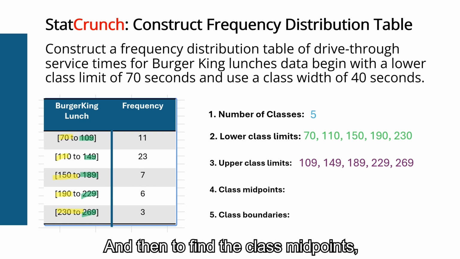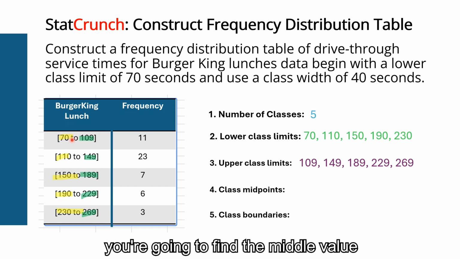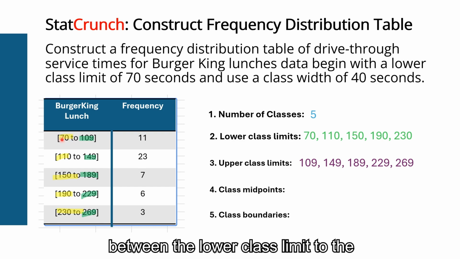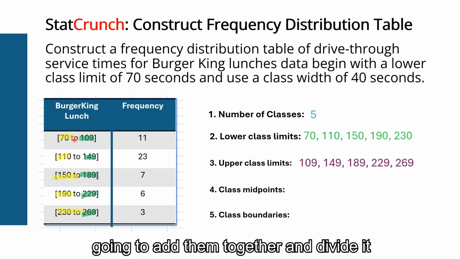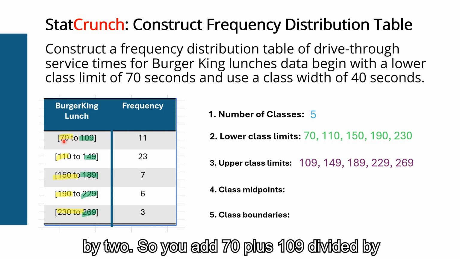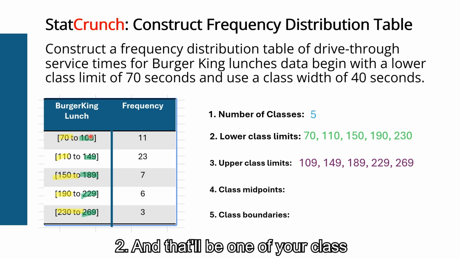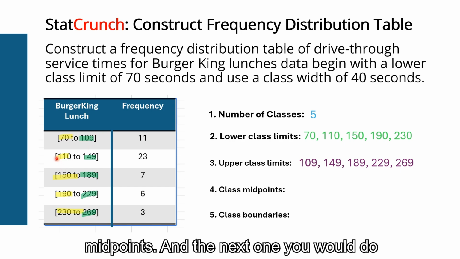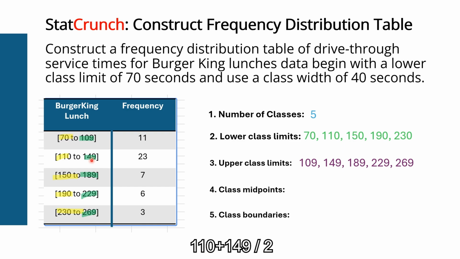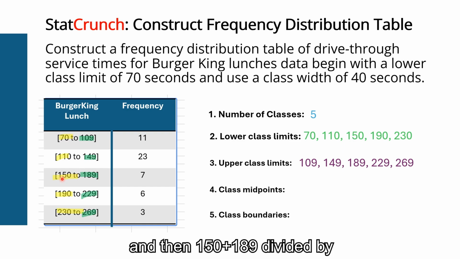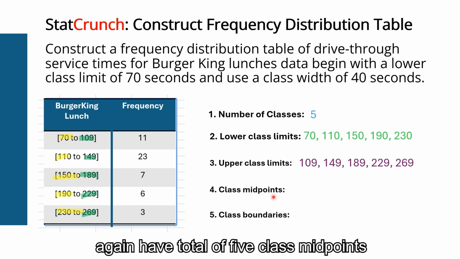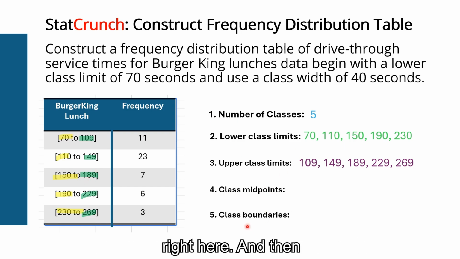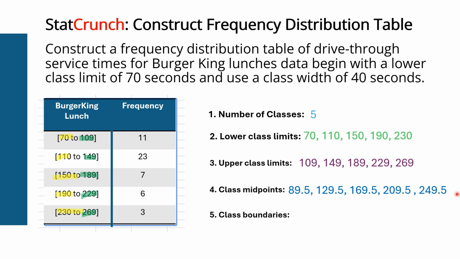To find the class midpoints, you're going to find the middle value between the lower class limit and the upper class limit. To do that, you add them together and divide by 2. So you will add 70 plus 109 divided by 2, and that will be one of your class midpoints. The next one, you will do 110 plus 149 divided by 2, and then 150 plus 189 divided by 2. So you should again have a total of 5 class midpoints right here.